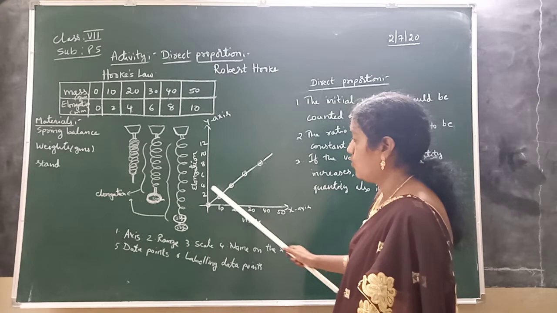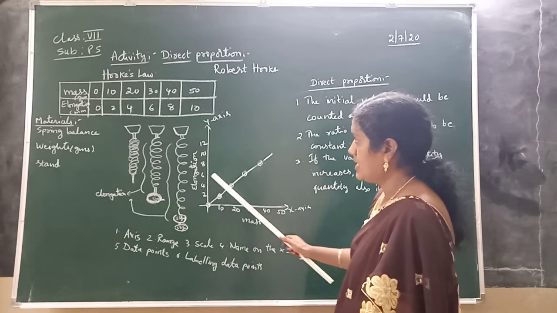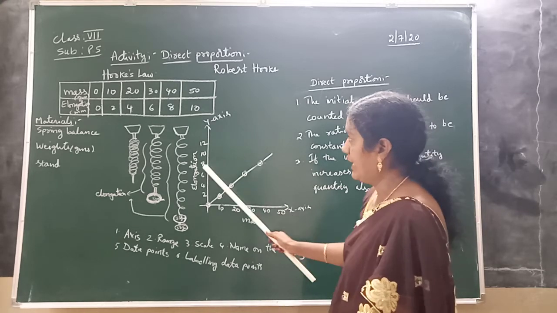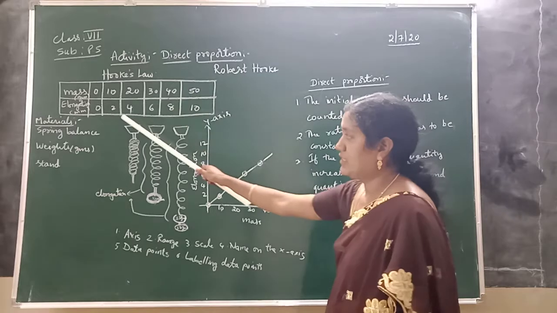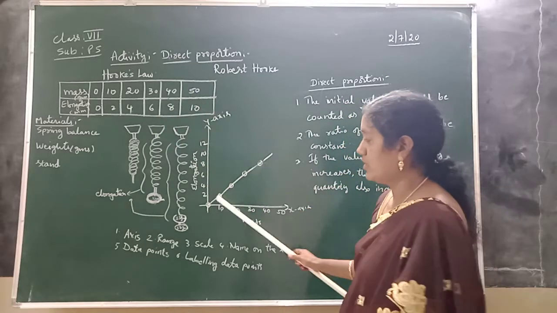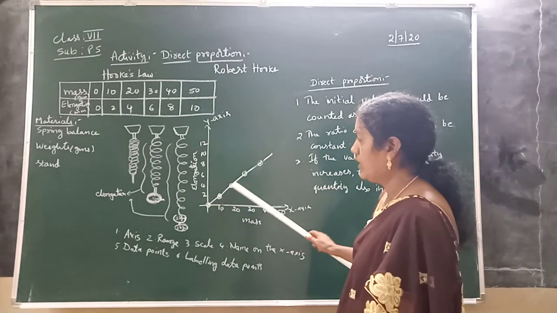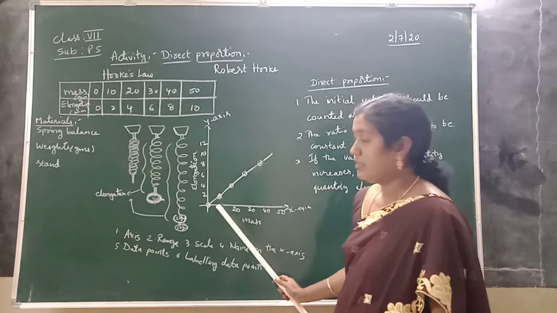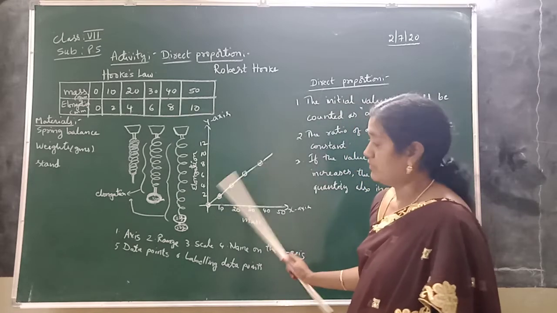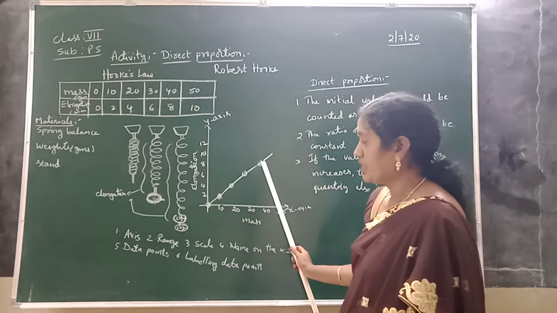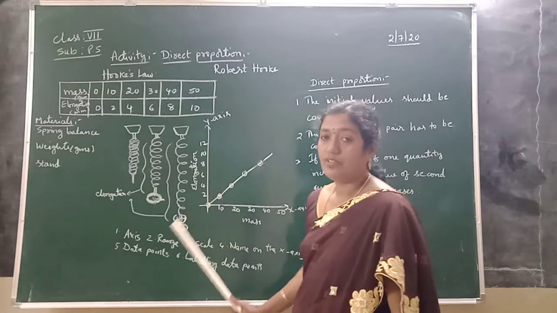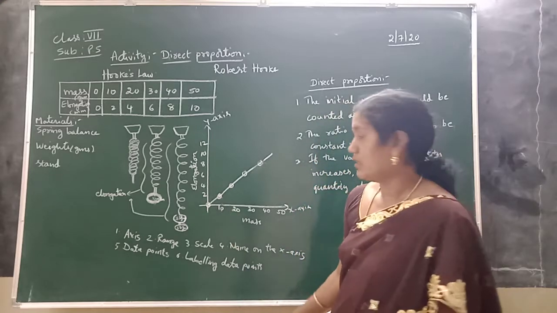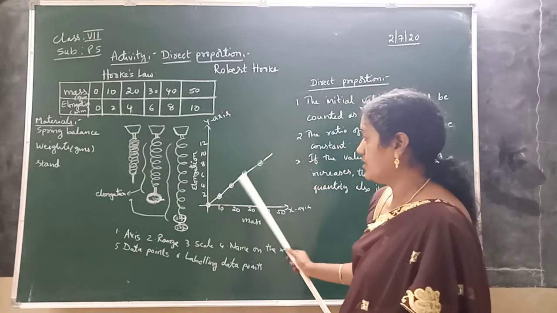Next 20, 4. Next 30, 6. 40, 8. 50, 10. Like this we have to label the points on the graph and then join all the points. Then we will get a straight line, children. So this is a straight line. So what information do you get by seeing this graph?